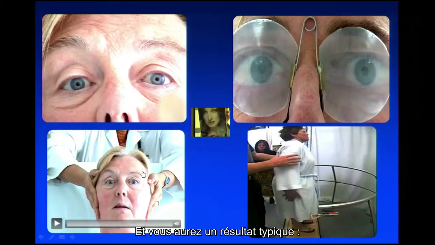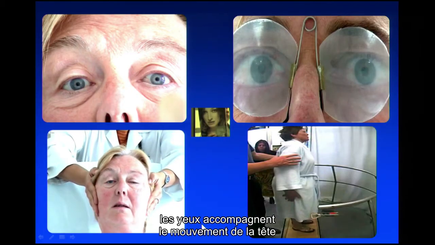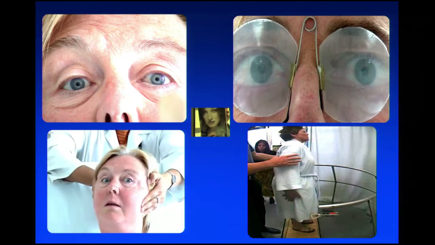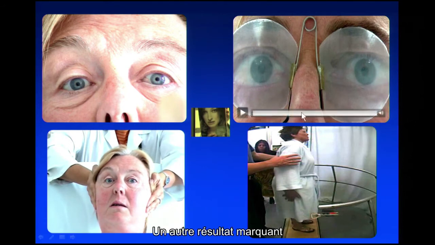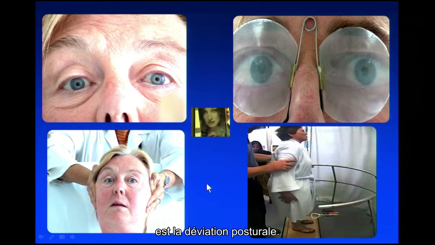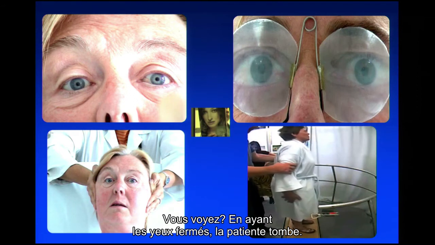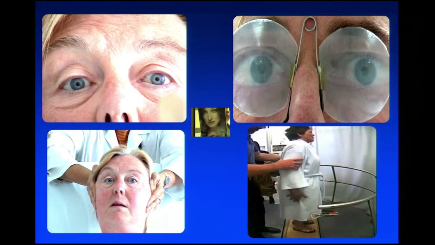And here you can see a typical finding. When the head is turned to the left, the eyes move with the patient's head to the left, and then the patient has to make a refixation saccade. This indicates a deficit of the vestibular system on the left side. And what is also very prominent is postural sway. You see, with the eyes closed, this subject is not able to stand. And this is something we have to treat.